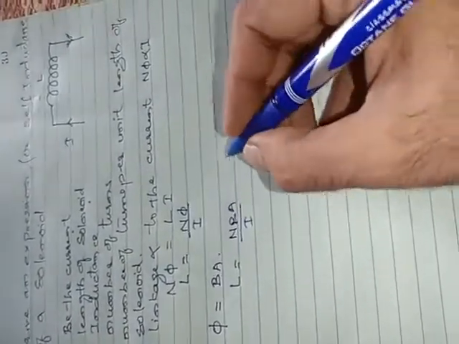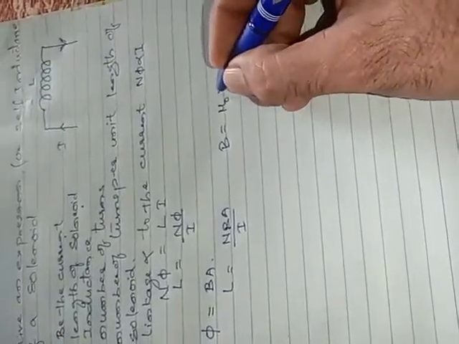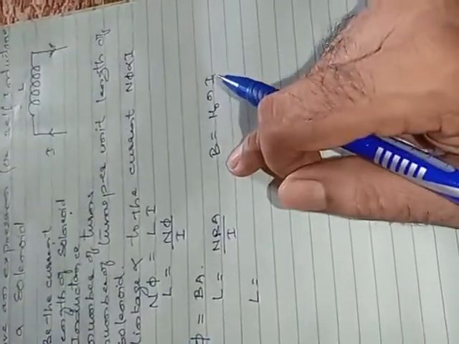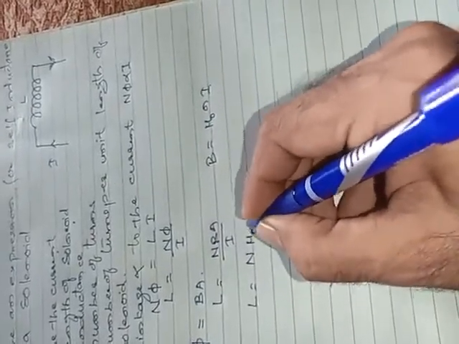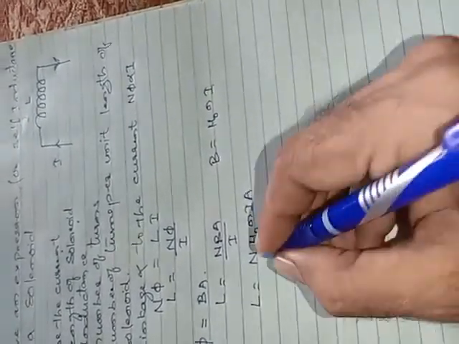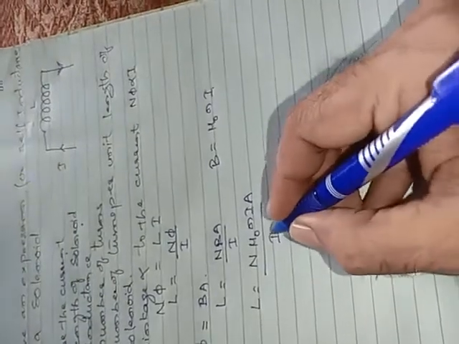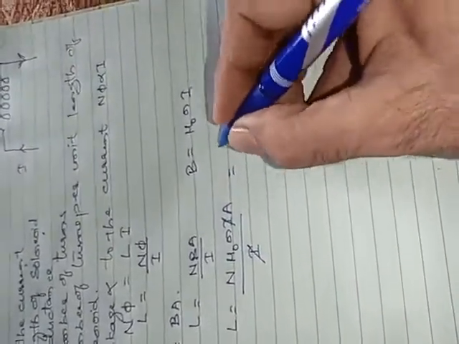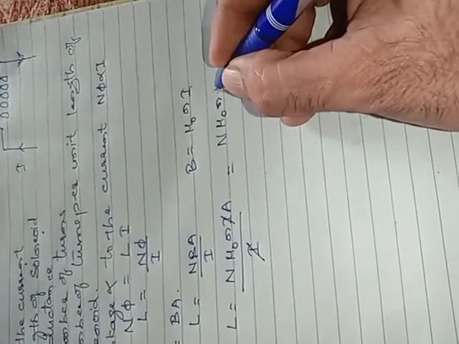N is the number of turns. Further we know for the solenoid, what is the value of B? Magnetic field due to solenoid is given by mu naught n I. So substituting this value of B, म्यू नॉट n I, ये अब इक्वेशन में पुट करेंगे तो क्या होगा? N mu naught n I A by I. अब क्या होगा? I और I कैंसिल हो गया. अपने पास क्या बचेगा? सिर्फ N म्यू नॉट n इंटू A.